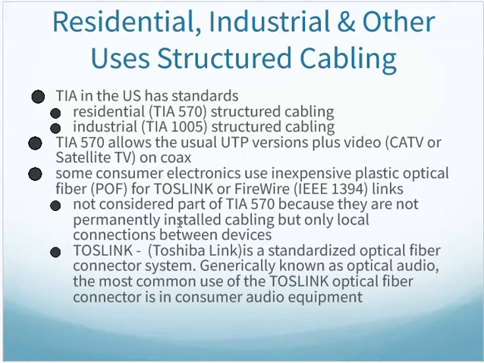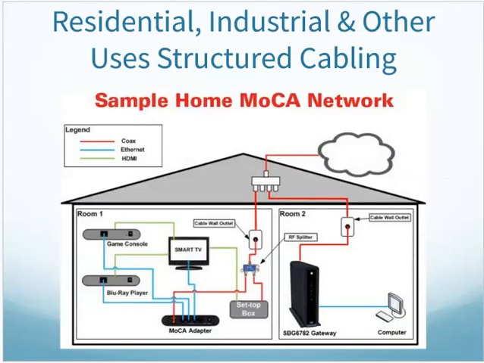There are standards for structured cabling in residences and industrial, TIA 570 and TIA 1005. These are standards that specify how things should be done residentially as well as industrial. 570 allows for the use of UTP as well as coax for connections. Like we said, as we look back here, I might have a mixture of twisted pair and coax.